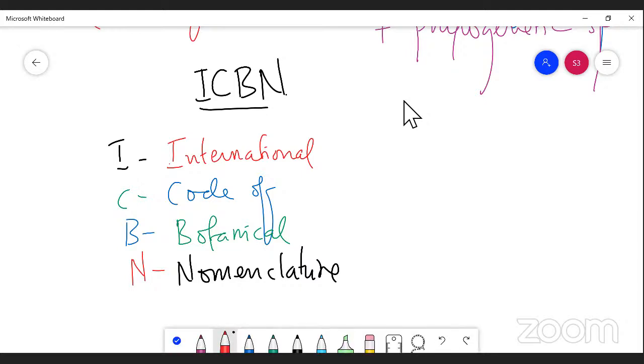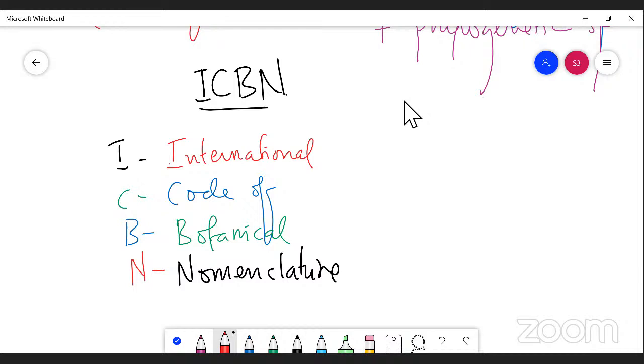So simply, there are rules which are framed by the eminent taxonomists who gathered in a place and recommended certain rules and regulations for framing names, which is called ICBN, International Code of Botanical Nomenclature. That consists of rules and regulations framed by eminent taxonomists for the naming of a plant.